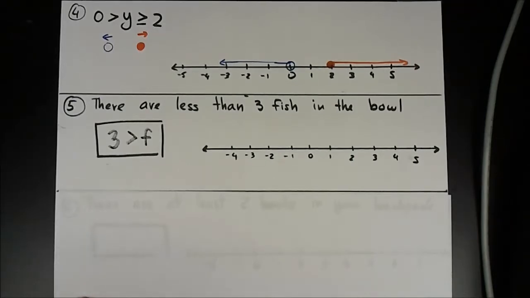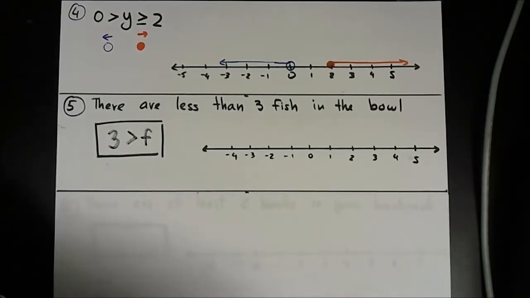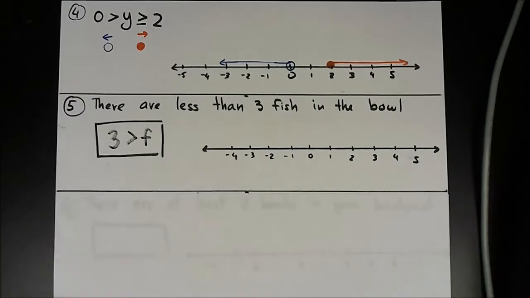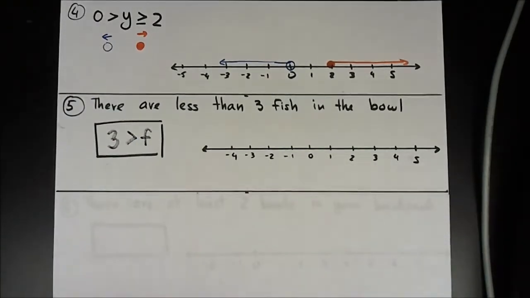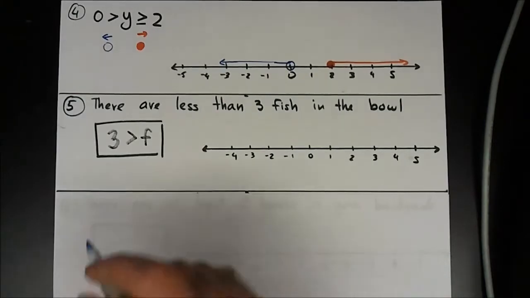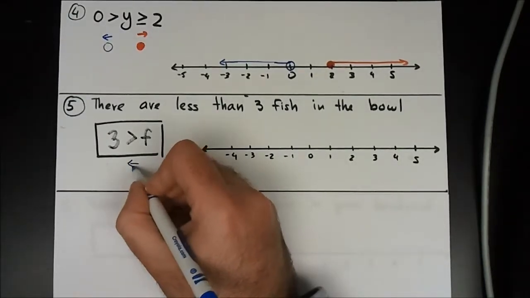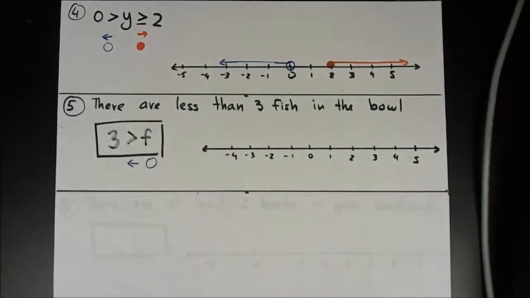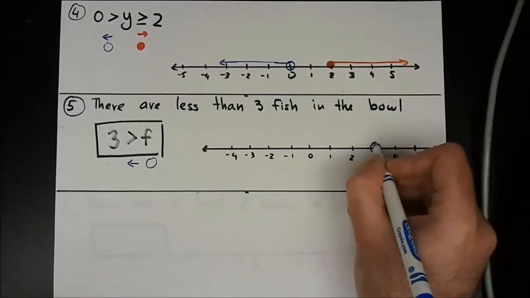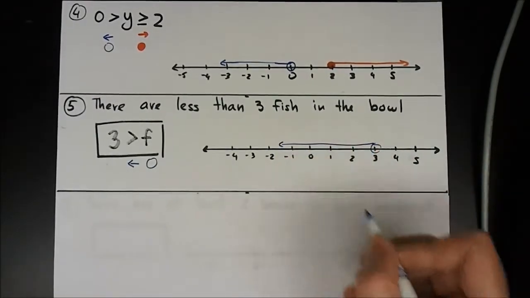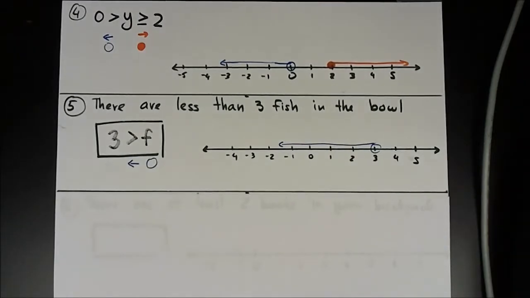Open or close circle? Open circle. Facing which way? Because the sharp end is pointing at the variable, that way. Sharp end, automatically left direction, open circle because it's not a combo. At 3, open circle, going left. Done. Questions on 5?